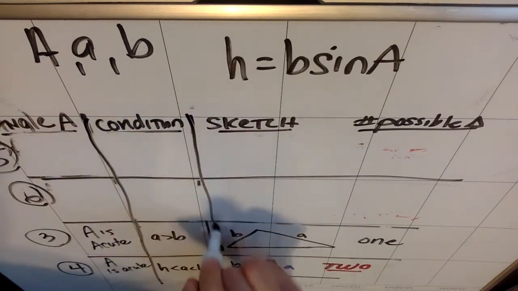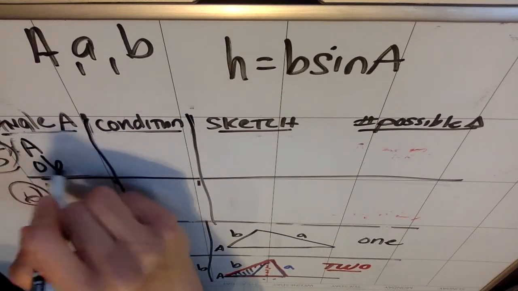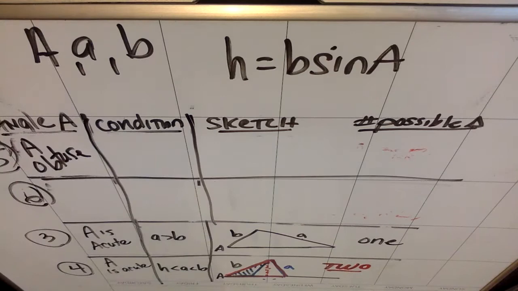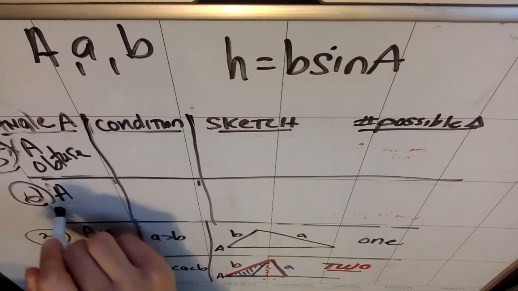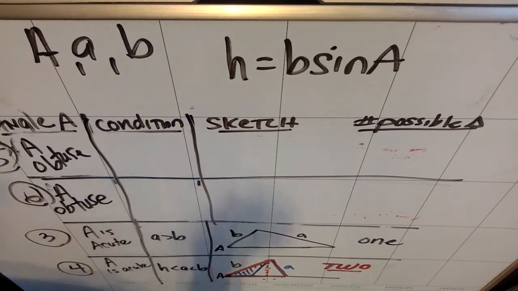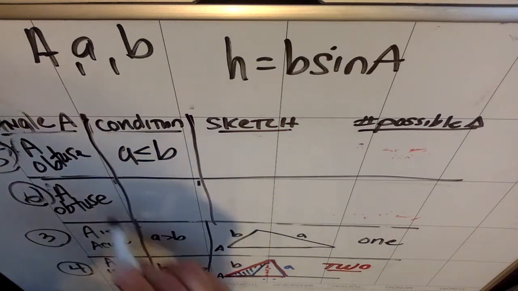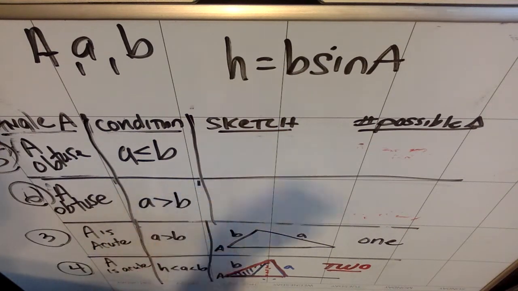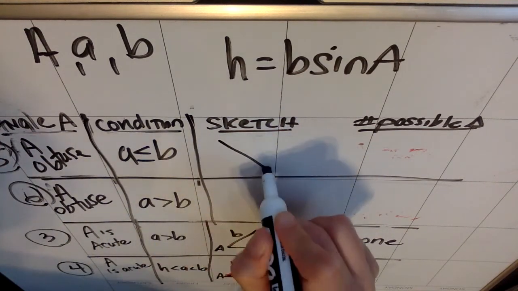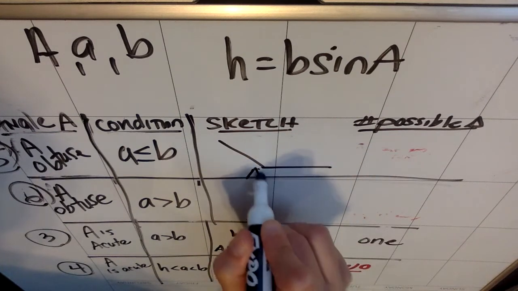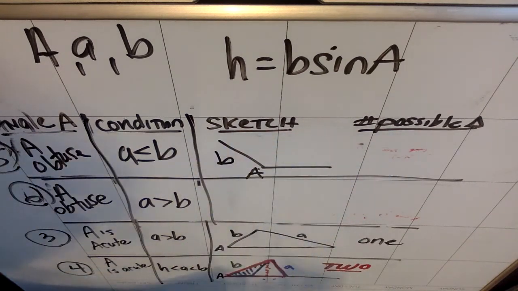So now, if A is obtuse, our two cases are A is less than or equal to B, and then we have A is bigger than B. Okay, so if we draw this, we're going to draw A to be some random mystery obtuse angle. So there's A, and B, well, here's the problem.